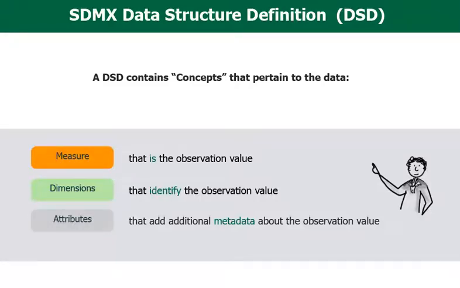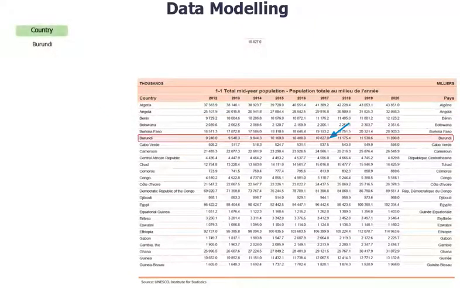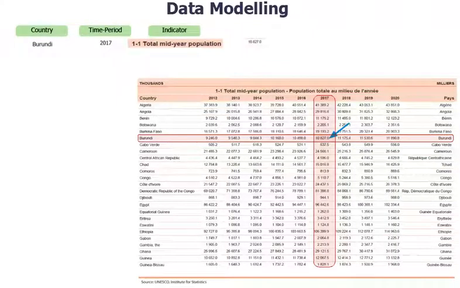Let's see an example. Looking at the figure by the blue arrow, which of these concepts are used to identify this observation? Feel free to pause the video and take a couple of seconds to think about it. To identify this observation, we need to select Burundi as a country, 2017 as time period, and specify the indicator. When all three concepts are known, we can unambiguously locate the observation in the table.